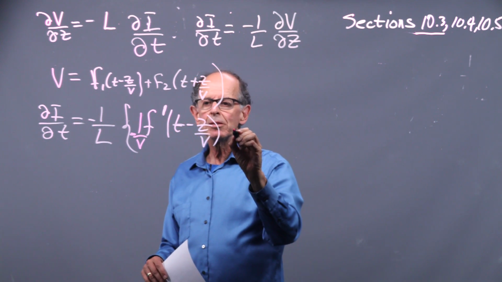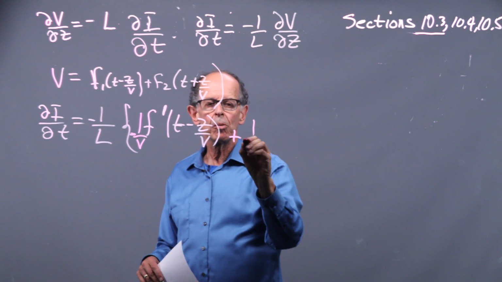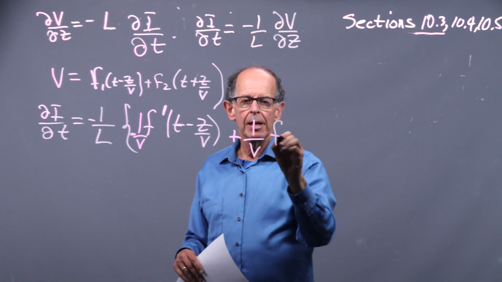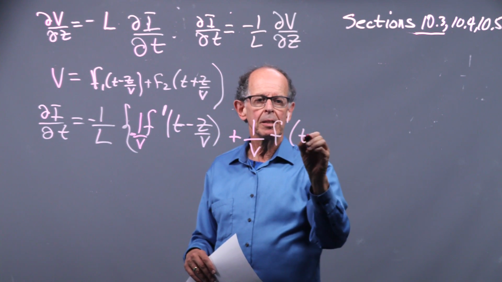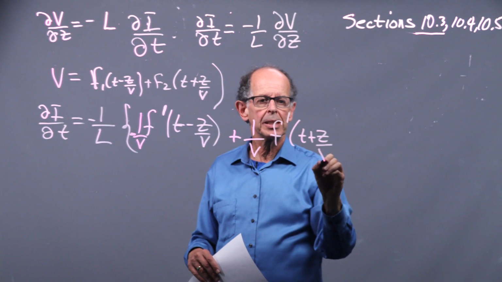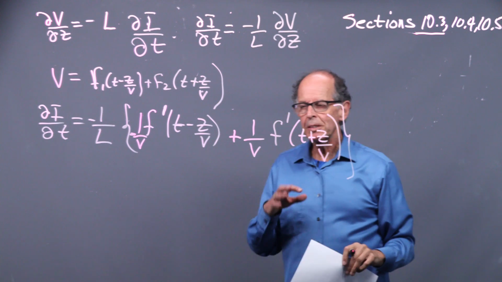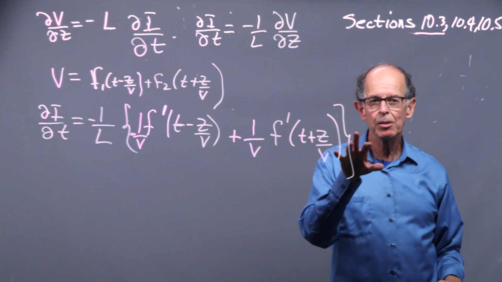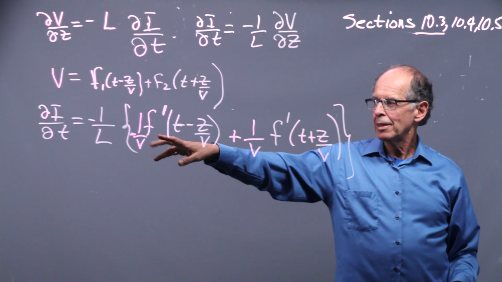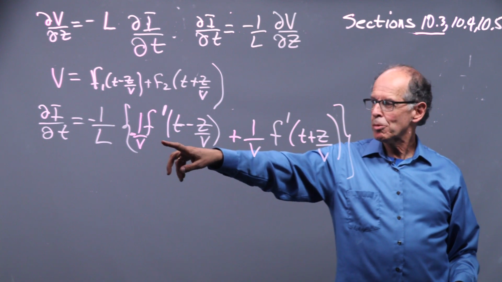And for the second term, it's going to be plus 1 over v f prime of t plus z over v. So there's the time derivative of the current. Now, here's the tough part. We have to integrate this with respect to time.